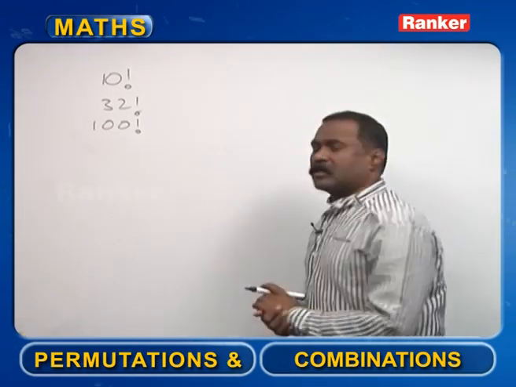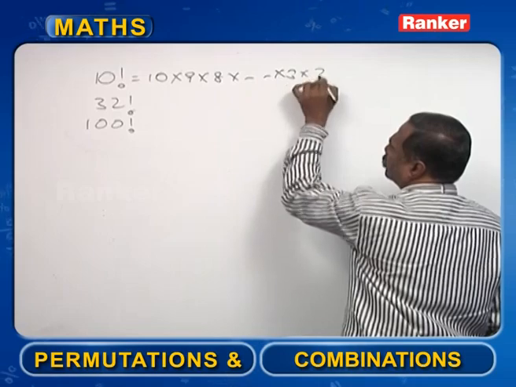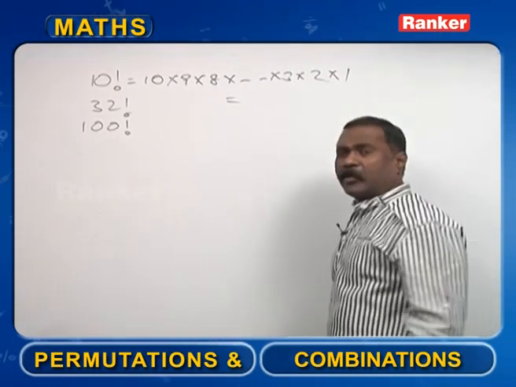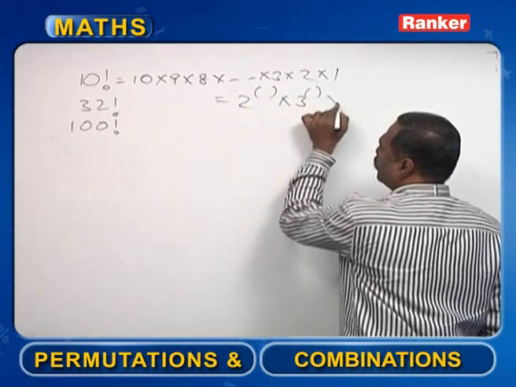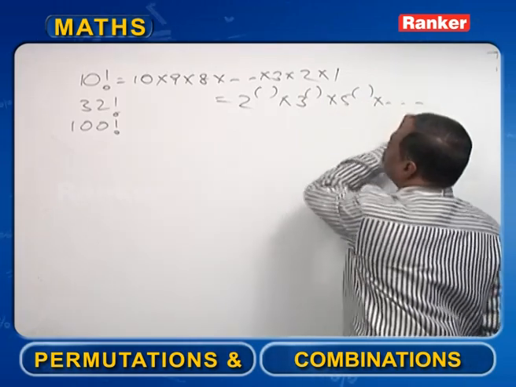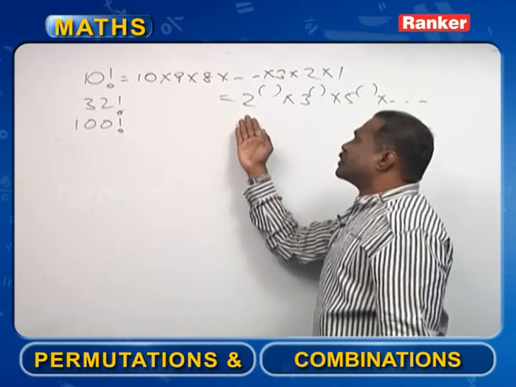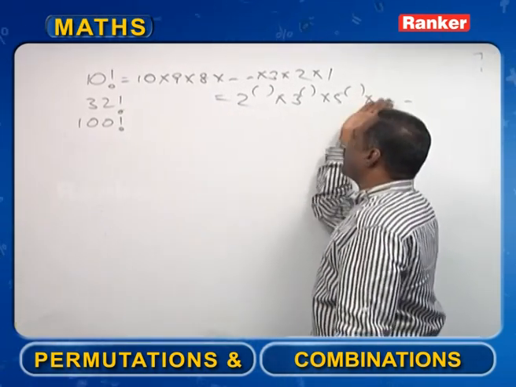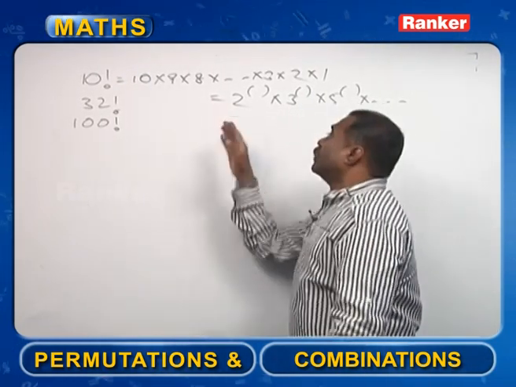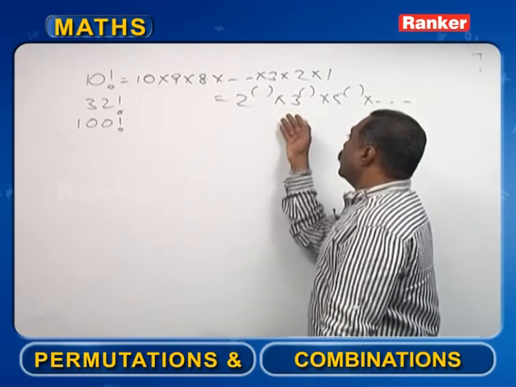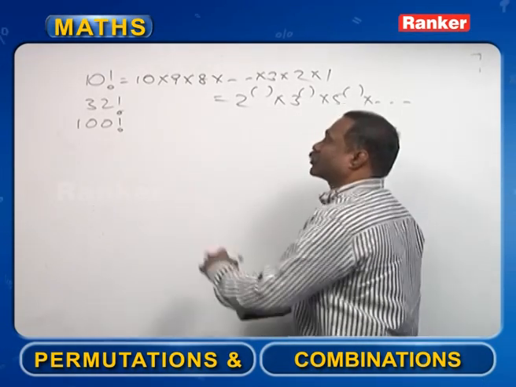10 factorial is nothing but 10 into 9 into 8 into so on into 3 into 2 into 1. If you simplify this, you will get its prime factorization: 2 power something, 3 power something, 5 power something, and so on. That means any factorial consists of prime factorizations. So in this case we need the exponent of 2, the exponent of 3, the exponent of 5. In such a case, what should be the formula?